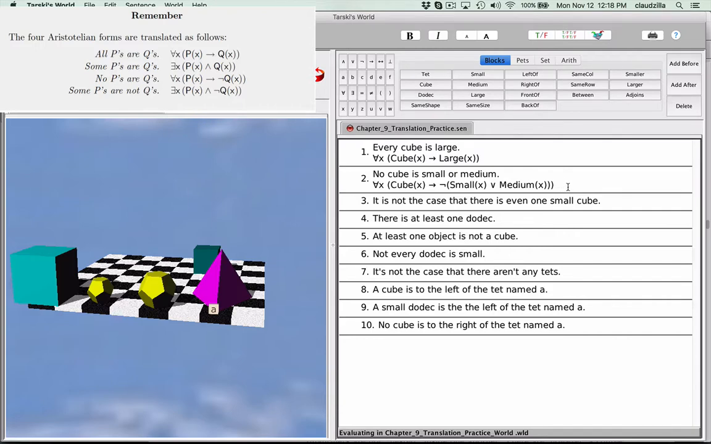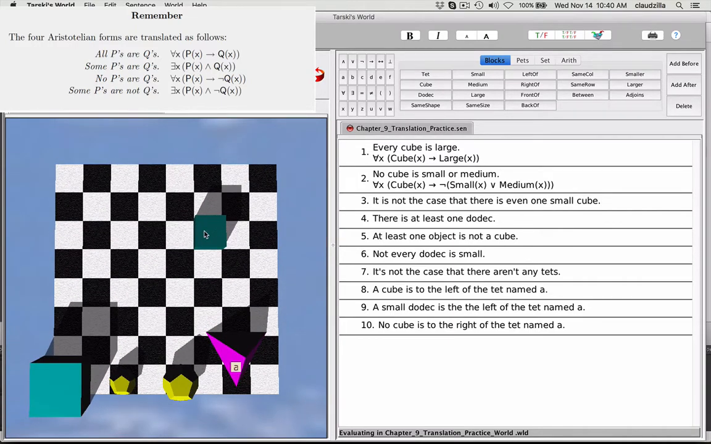Once again, we can check whether or not the sentence is true by seeing whether or not the world satisfies this sentence. Now, is it the case that there is at least one cube that is small or medium? And the answer is yes. So we would not say that it's true no cube is small or medium, because there is at least one cube that is medium.